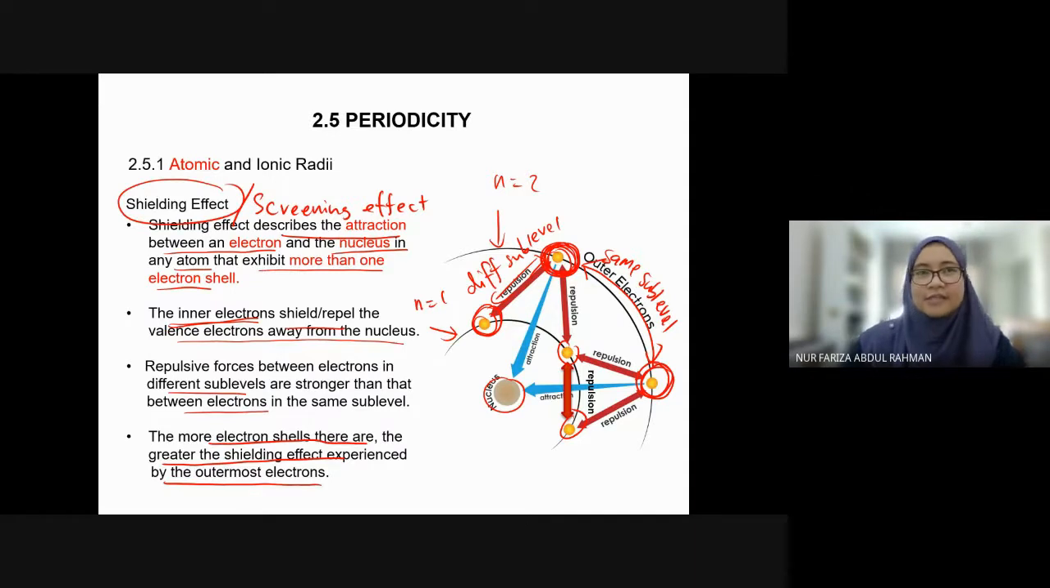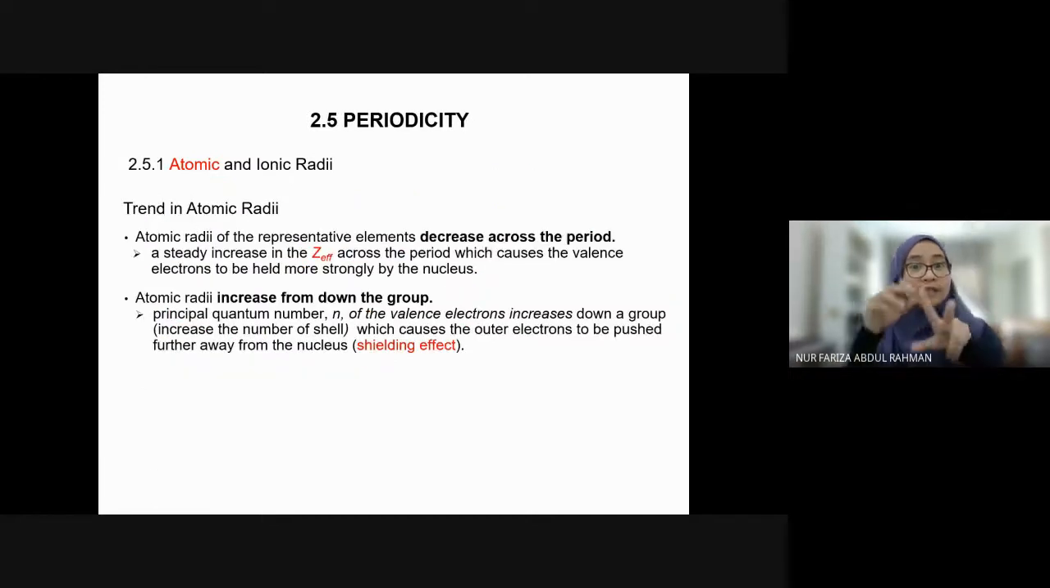As long as there are more than 2 electrons, there will be a shielding effect. It's just whether it is significant or insignificant. Okay, alright. So those two are the main factors that affect the atomic radii. Okay, because we are talking about atomic radii now, right? Remember, we have to explain the trend in terms of across the period and down the group.